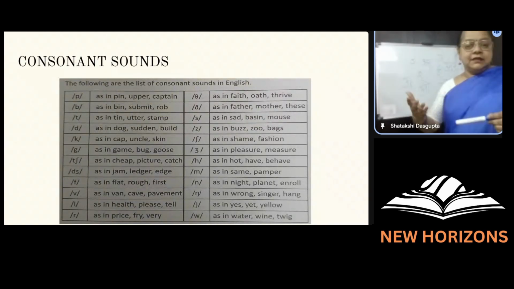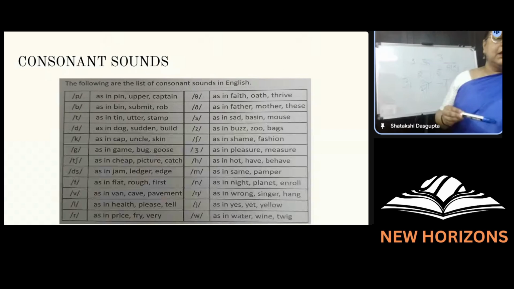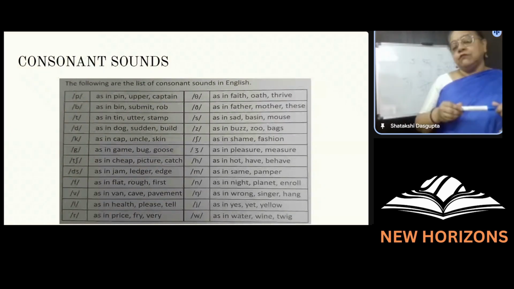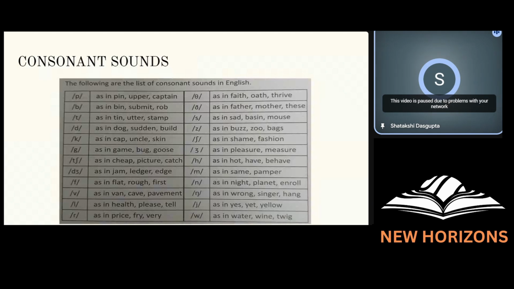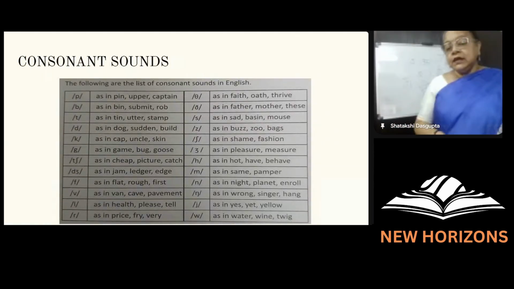Can you now understand? Yes, ma'am. Now we need to understand the value of phonetics. Why do we need to have a knowledge of phonetics if we want to be very strong in our spellings?